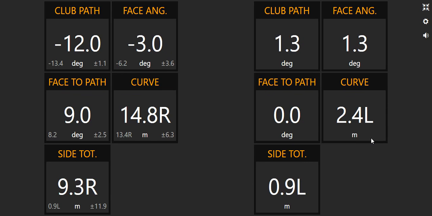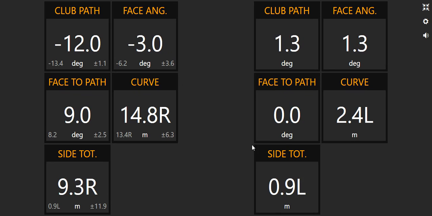draw. So it started slightly right because the path's right. When it's a positive number, it's obviously going to start to the right for a right-hander. So the face angle is 1.3, so the ball starts slightly to the right.